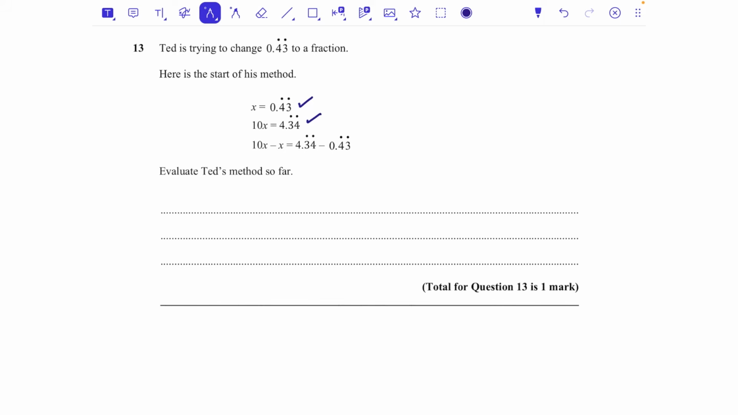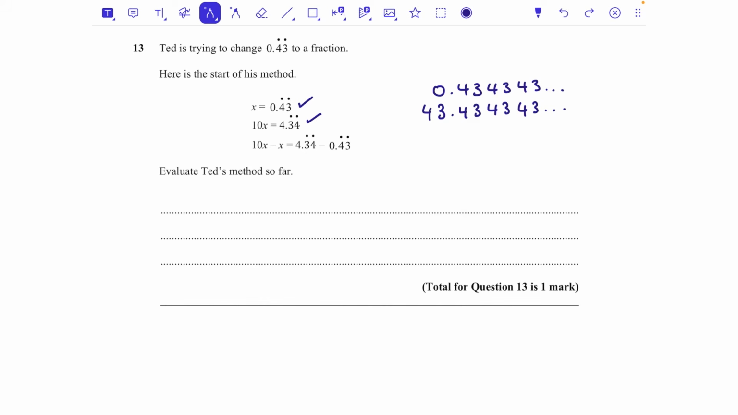The problem is that what he's done is he's got 0.434343 like this, and then when he's done 10x, he's got 4.343434... So what's happened here, when he then subtracts them, he hasn't got the right numbers lined up underneath. So he should have done either x and 100x, because if we'd times that by 100, you'd have moved it over 2 place value columns, and it would have ended up being like this. And then when you subtract, you're going to cancel those numbers out.